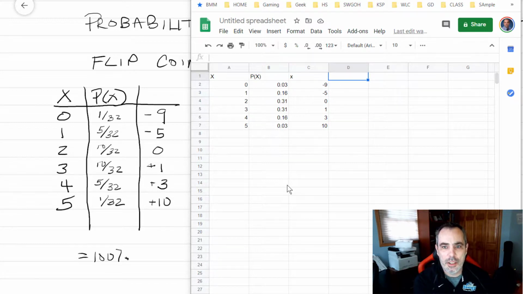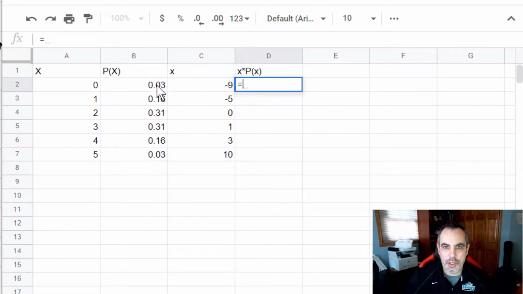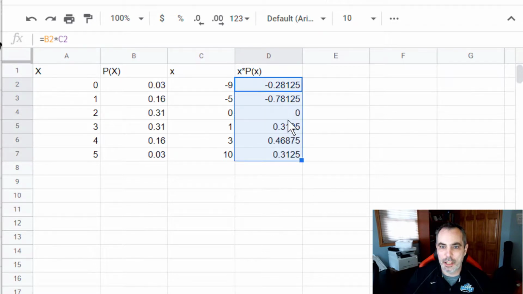But here is the X times the probability of X. That's the value times the probability. In each one of these cases, I am just going to do equals this times this and see how much I would really win for all that. And then I'm going to grab this corner and drag it down so that I've redone this for all of them.